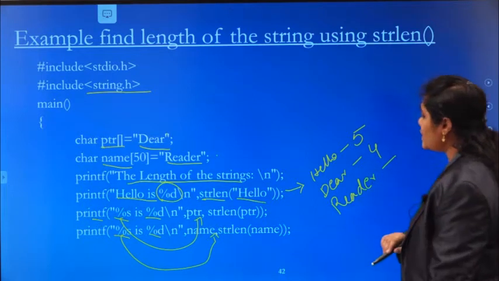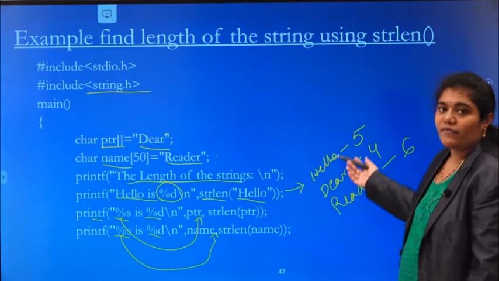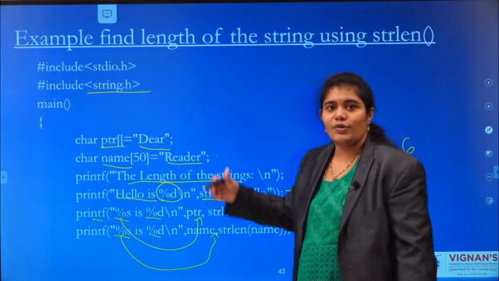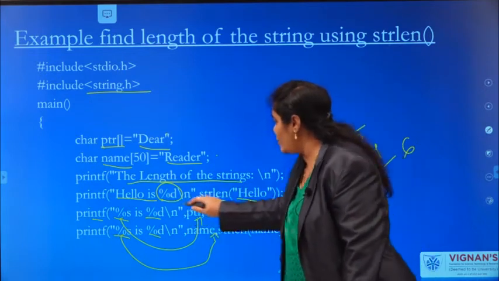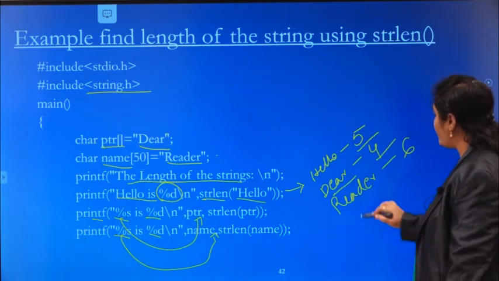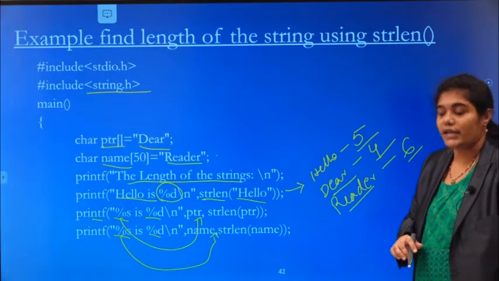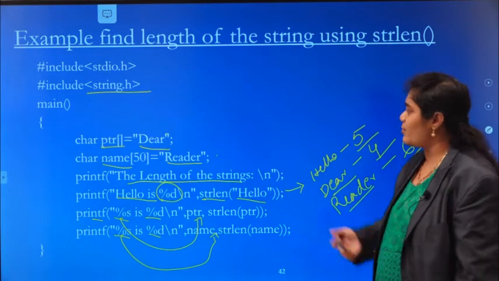So, how many characters for reader? It is 6 characters. So, this is the way we can get the output, the length of the strings. We are going to display the length of the strings. Length of hello is 5. Length of dear is 4. Length of reader is 6. So, this is the output we can get if you execute this program.